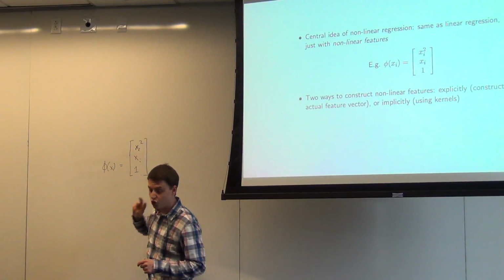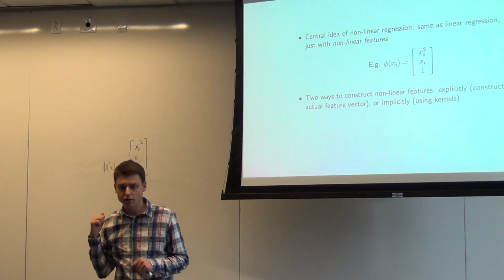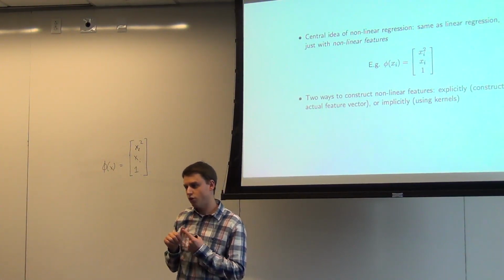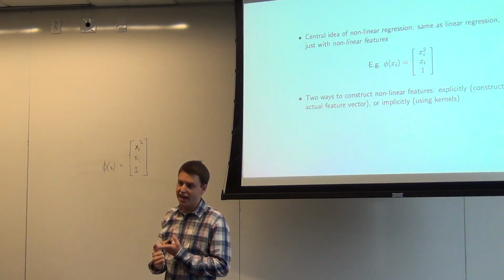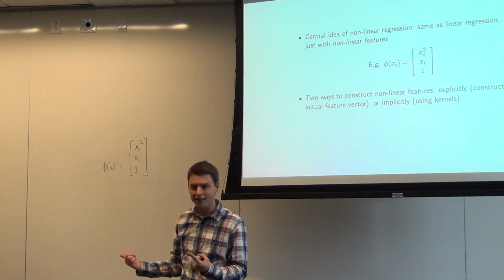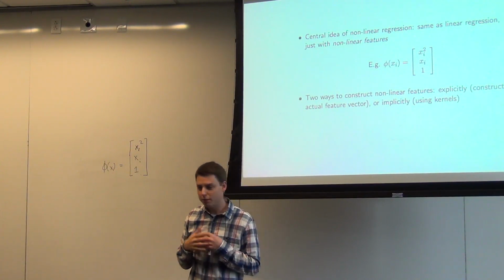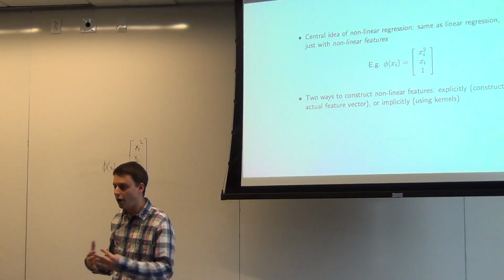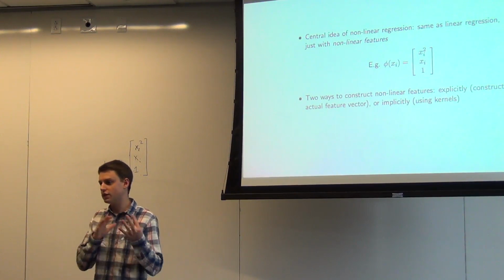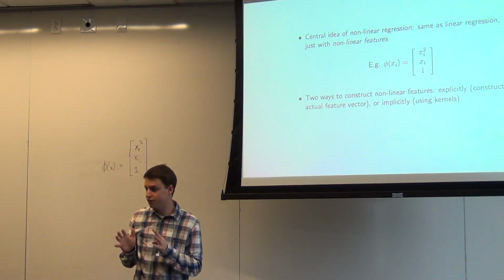Now, it turns out there are two ways to make nonlinear features like this. The first way, which we'll talk about first, is to actually construct them, to build them explicitly. We'll see that this is typically a little bit easier because we keep entirely the same framework as we use for linear regression. So that's kind of nice.